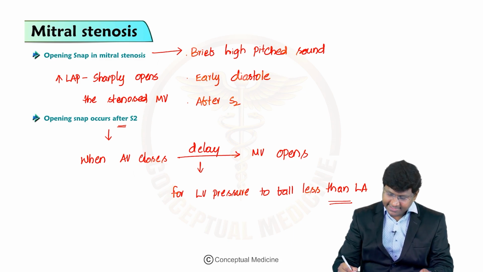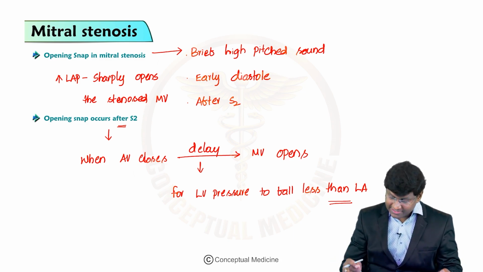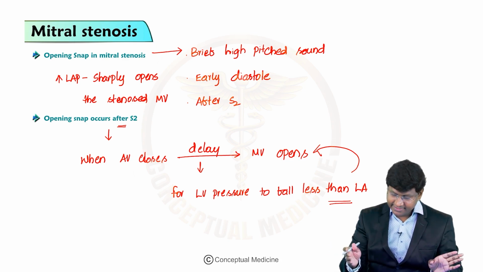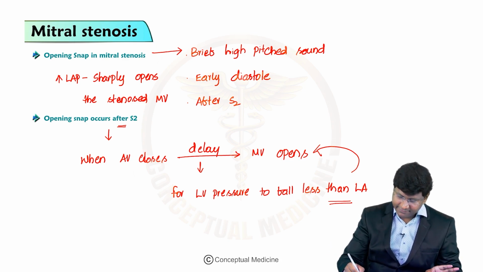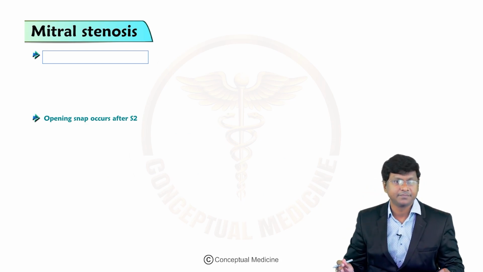Right, to fall less than left atrial pressure. Okay, so once the pressure within the left ventricle falls less than the left atrium, then there will be opening of the mitral valve, then the blood from the left atrium will move to the left ventricle, right?